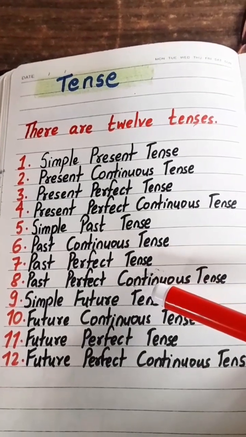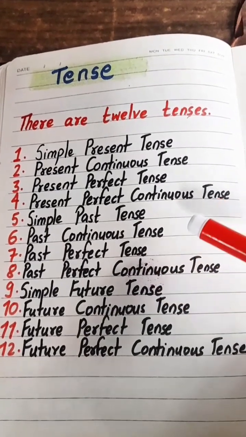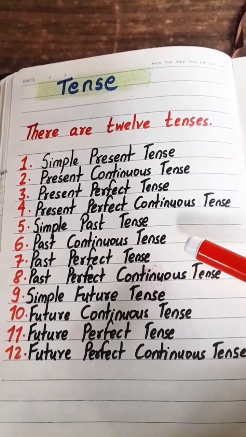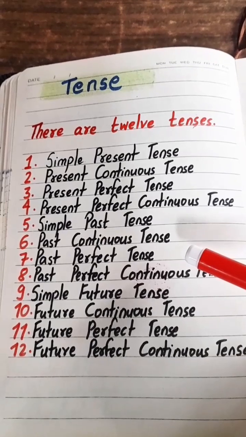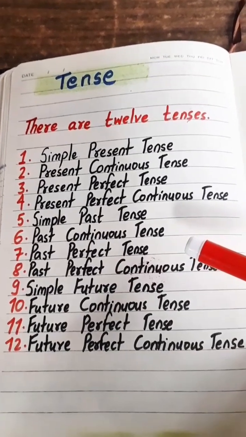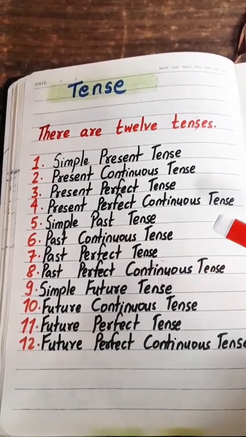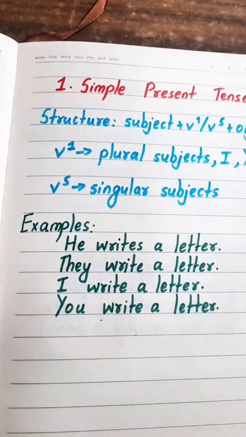There are 12 tenses in English grammar, and today I will break them all down for you one by one in the simplest and clearest way. So grab a notebook, stay with me till the end, and let's master English tenses together.